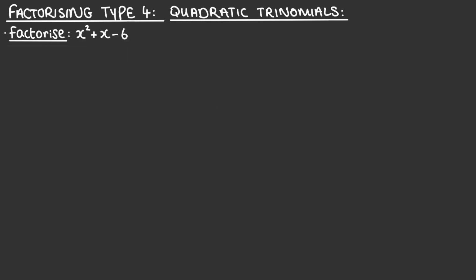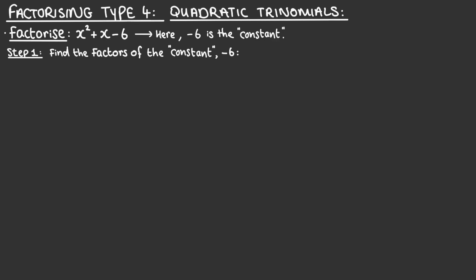So we're going to take the example of x squared plus x minus 6. In order to factorise this, I'm going to break it up into 3 different steps. So for step 1, we have to find the factors of the constant inside the quadratic trinomial. The constant is minus 6 in this case.